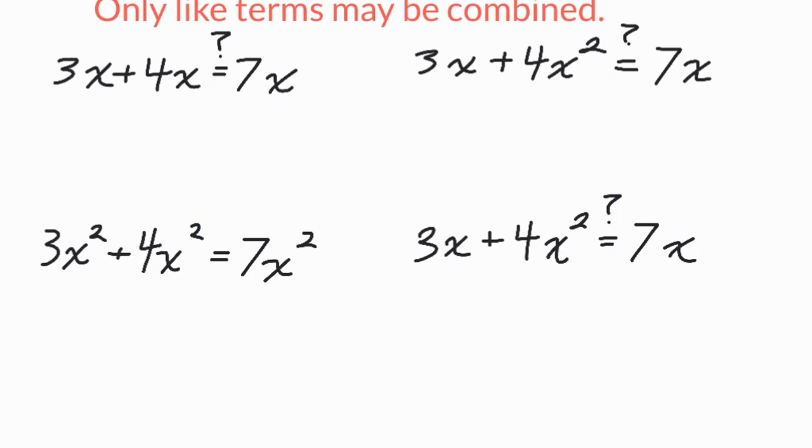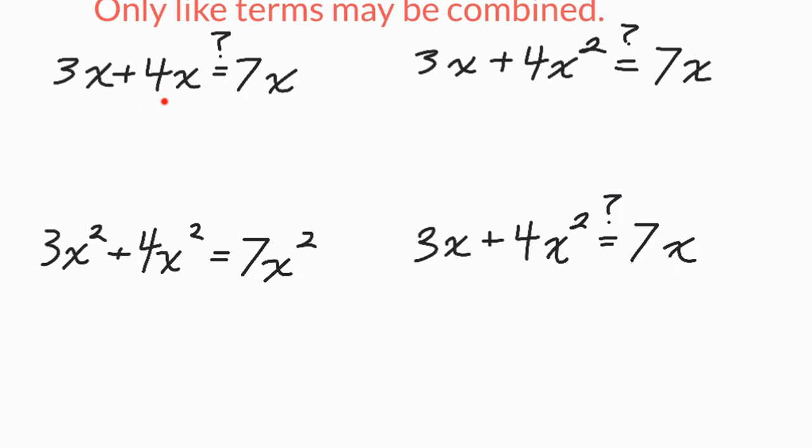Only like terms may be combined. So I wrote a bunch of equations. I wrote 4 equations on this page, and I put question marks above the equal signs because I want you to look at these and ask yourself if you think that they're true. 2 of these are good equations and 2 of them are not. So we're going to figure out which one of these are actually good equations.